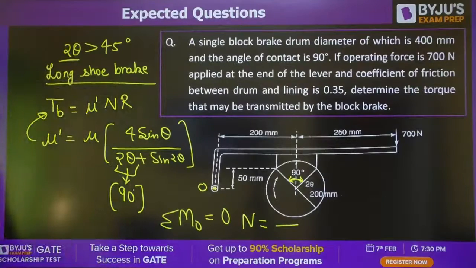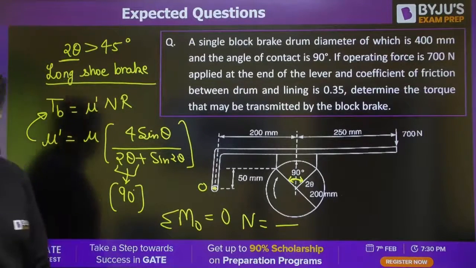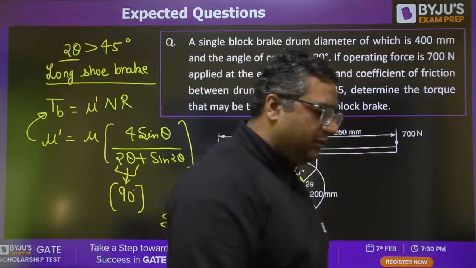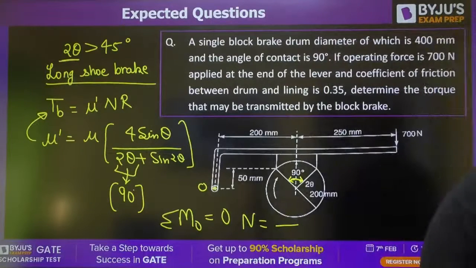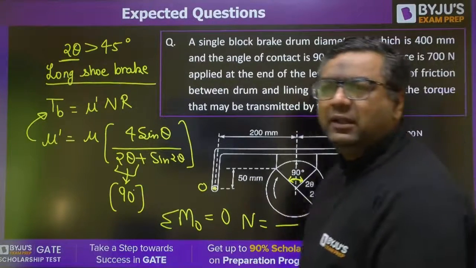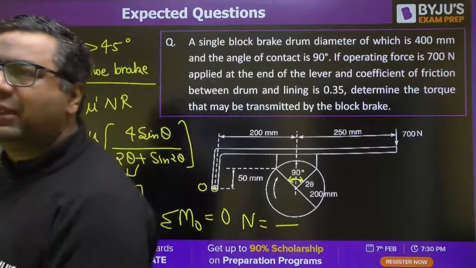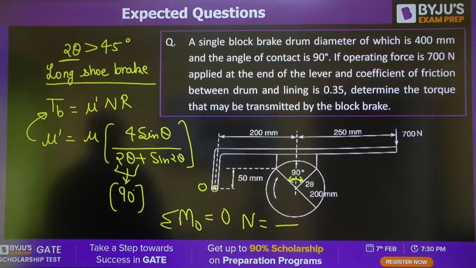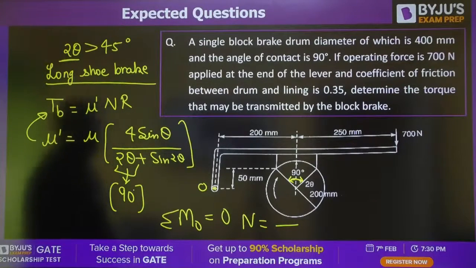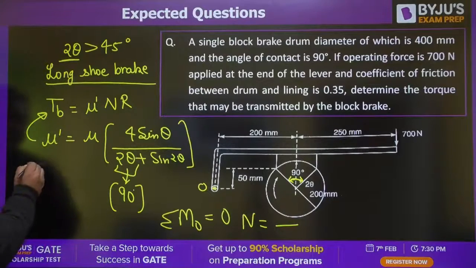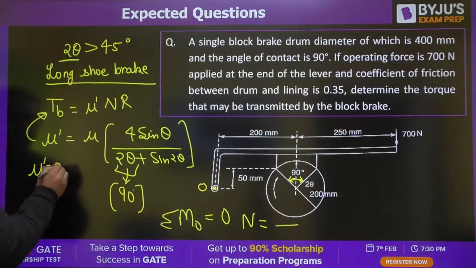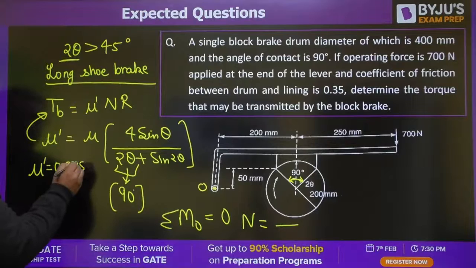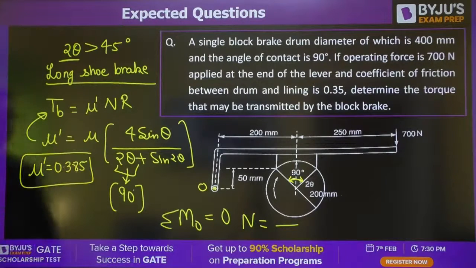Okay, so this is a twist. Here the question is from long shoe brake. So I have changed something, because when you are coming for the question, I need to give something extra to you. Very good. Utkarsh has already calculated mu dash to be 0.385. Yes, you are correct, Utkarsh. 0.385. Very good.